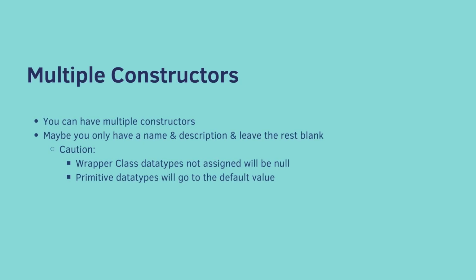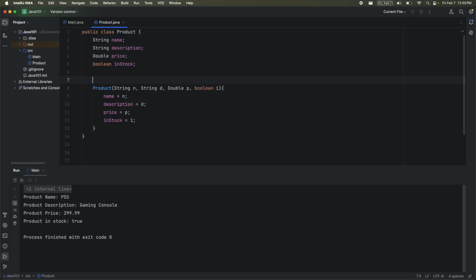Okay, let's talk about having multiple constructors. You can have as many constructors as you would like. Perhaps you only have a name and description and you want to leave the rest blank. That's totally fine. We'll make as many constructors as makes sense for our project. However, like we just mentioned, use caution when you're using wrapper classes versus primitive data types. The wrapper class data types that are not assigned, those will go to null, but the primitive data types will go to the default value. Okay, let's go back to product.java. And just FYI, this is an all arguments constructor because it contains all of the arguments in the constructor.